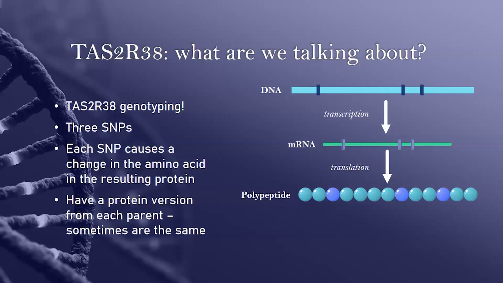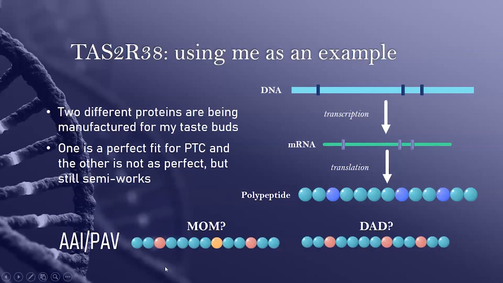So everyone has a specific recipe for each protein from each one of their parents. So you have 2 different recipes for types of functionality in your proteins. For me, I have 2 different sets of alleles from my mom and my dad. One is a really good fit for molecules like PTC and PROP, meaning my brain gets a super bitter reading from some proteins, and the other protein is not as good of a fit for these molecules, so it's a softer bitter read.